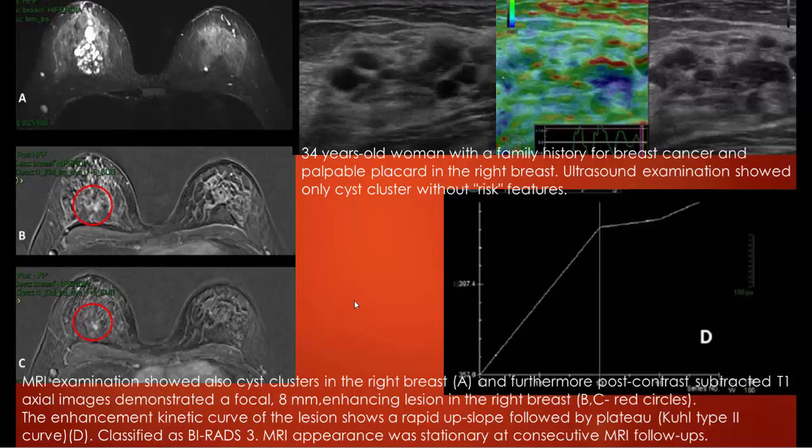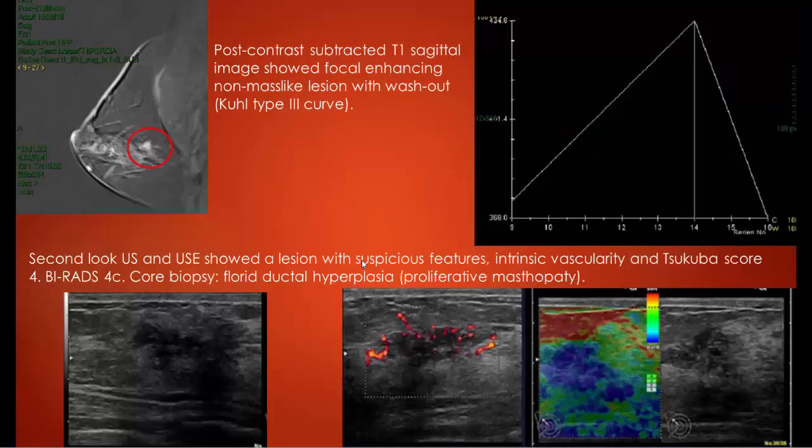This is a family history of a woman with cancer, bilateral plaque, right breast, ultrasound shows only cyst cluster without risk factor. MR shows cyst cluster in the right breast, post contrast cyst cluster. In T1 with contrast, focal 8 mm enhancing lesion in the right breast. Enhancement kinetic curve shows rapid upslope followed by plateau, classified as BI-RADS 3, stationary in course in follow-up by MRI.